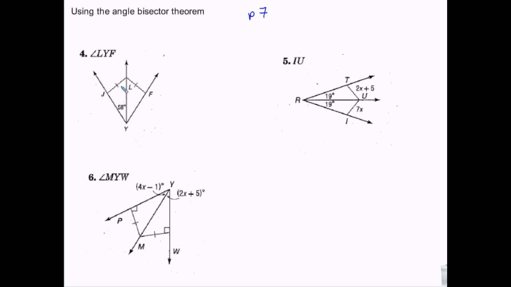Now, this should be marked like that. On your test, this would be marked like, oh wait, no, I'm sorry, that's not marked. I'm going the wrong way. Okay, these are marked. See how these distances are the same? If this distance is the same as that, that tells me that this is an angle bisector. And because this is an angle bisector, it's cut in half. So if this is 58, this is 58.